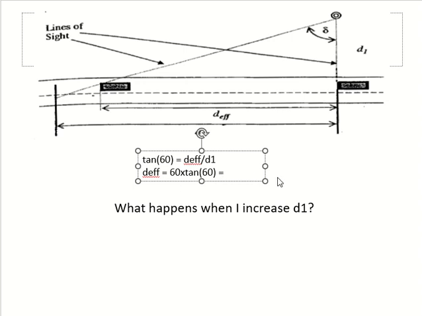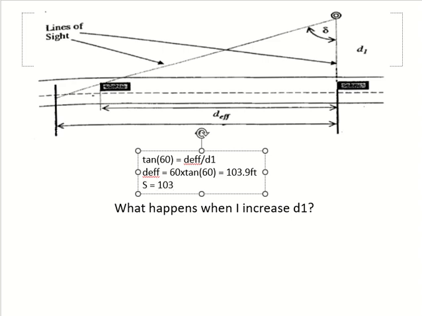Okay, 60 into tangent of 60. 60 feet is the distance d1 and 60 degrees the angle, this angle. So this distance comes out to be 103.9 feet. Now I can use it to calculate the speed, distance upon time.